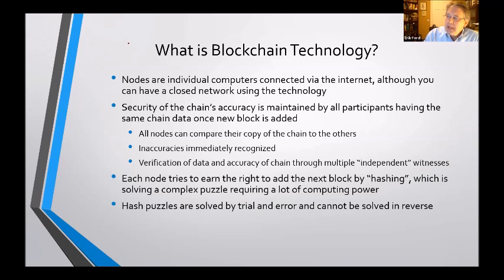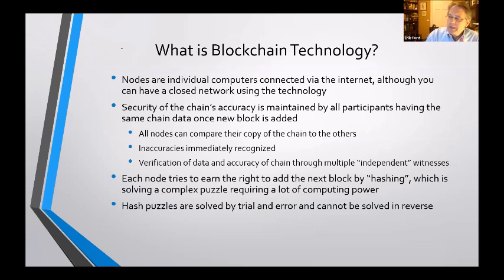So the security of the chain's accuracy is maintained by all participants having the same chain data once a new block is added. Once the block has been added to the chain, all the nodes can compare their copy of the chain to all the other copies. Inaccuracies can be immediately recognized and corrected by accepting the verified data. And then you've got verification of the data and accuracy of the chain, because you now have multiple independent witnesses. Think of these nodes as witnesses that are verifying, okay, this is the data chain, and now we move on to the next block, because now everybody's got the same information.